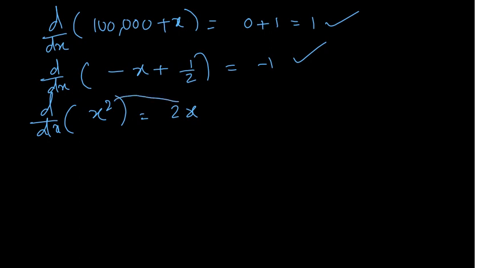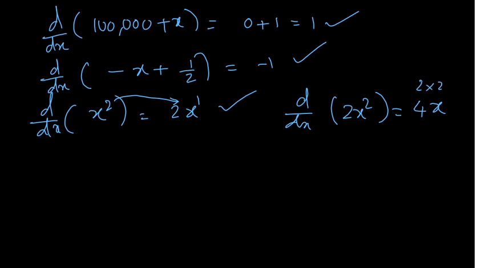It will be 1 less than that. It will be 1 less, 2x. Good, correct. So d by dx of 2x squared is 4x. Yeah, 2 into 2x, which is 4x. Okay. Next one, d by dx of 2x squared plus x.